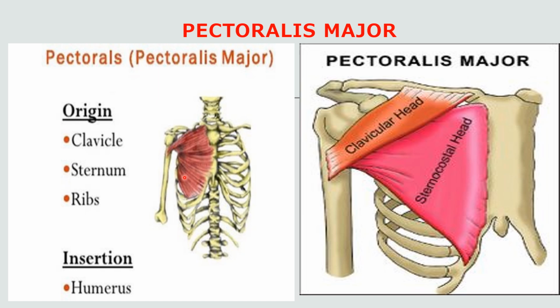When the muscle acts as a whole, it produces medial rotation and adduction of the shoulder joint. The clavicular head produces flexion of the shoulder joint, as in case of pushing. The sternocostal head helps in extension of the flexed humerus.